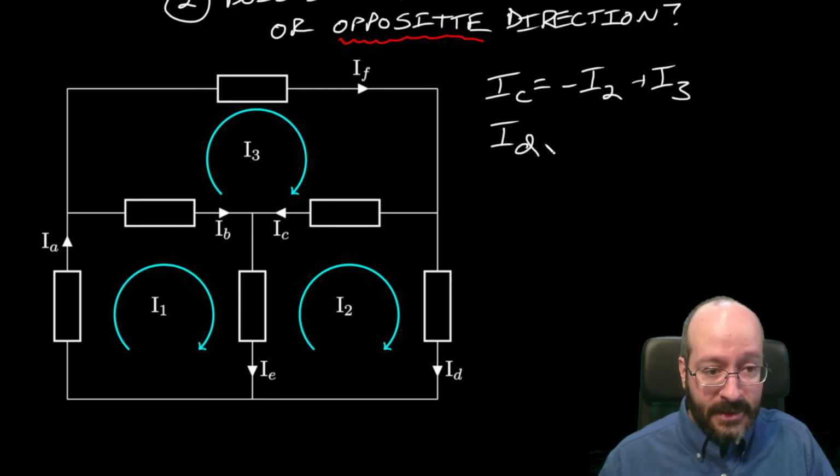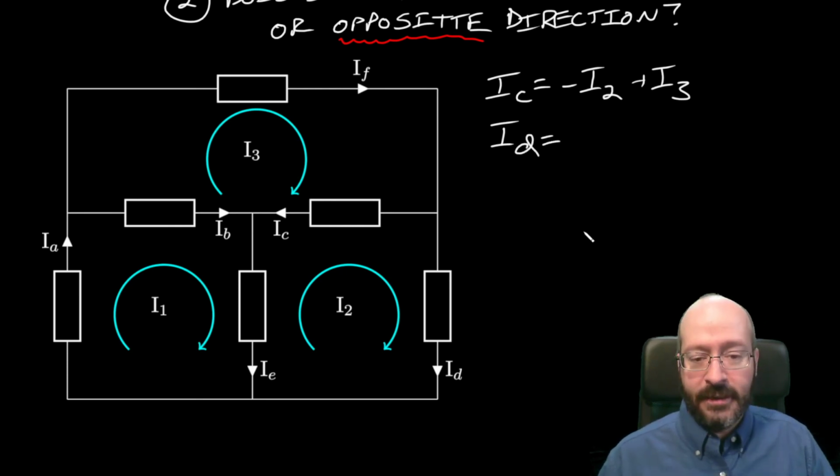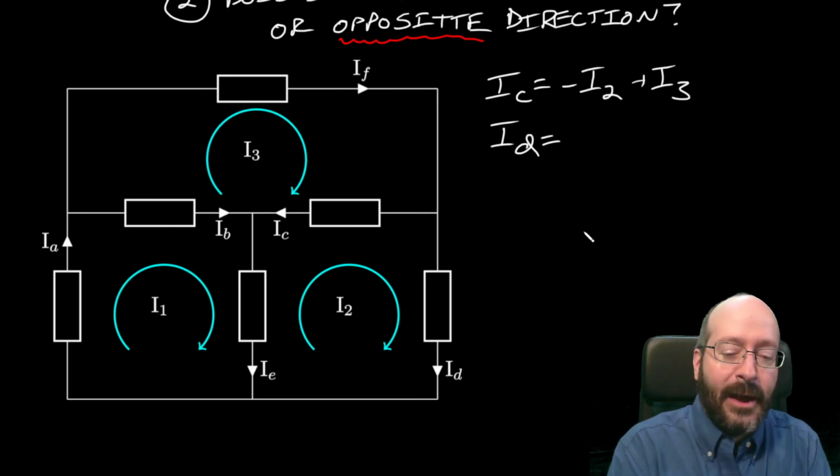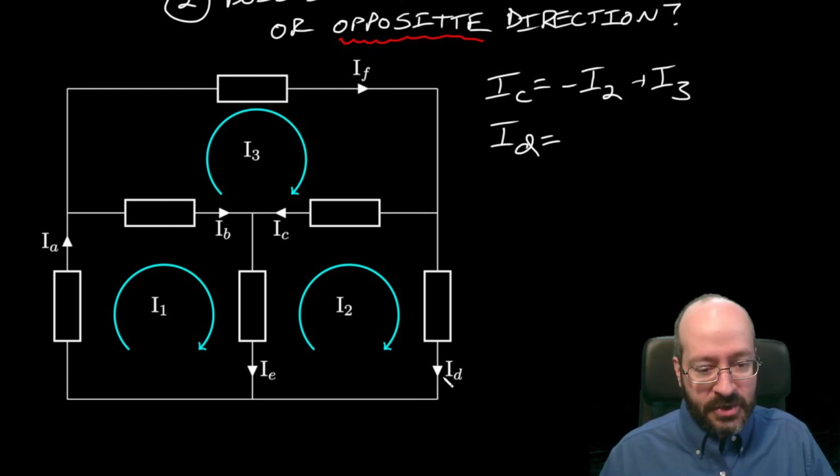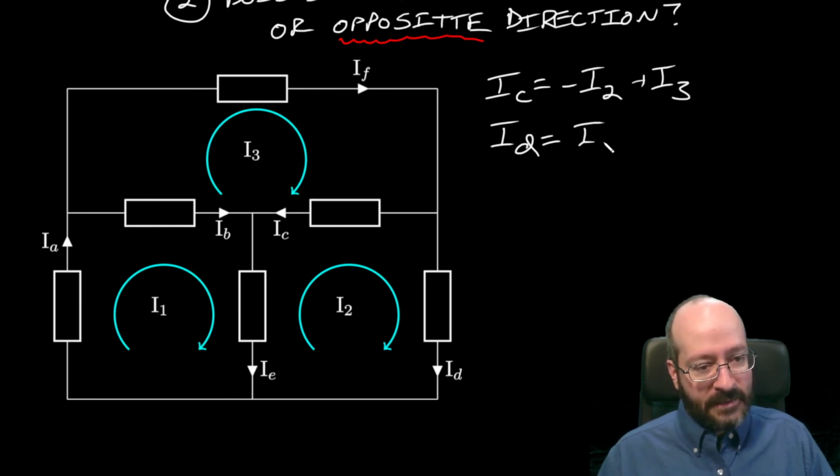Okay, ID. Now you see why I don't write in lowercase if I can avoid it. ID. Does I1 touch ID? Nope. Does I2 touch ID? Yes, and it flows in the same direction. It's going down as it goes clockwise, so it is positive I2. Does I3 touch ID? Nope. So that's it, we're done.